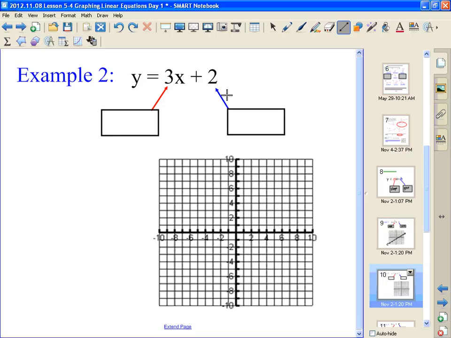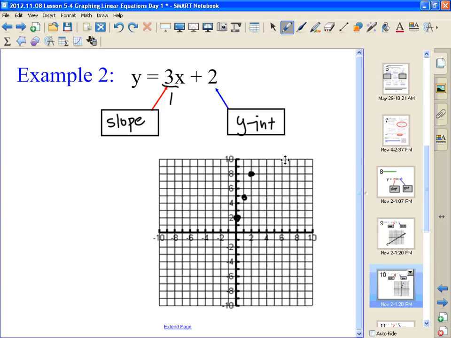Okay, so on example 2, 3 is in the place of m, which means that 3 is the slope for this equation, and 2 is in the place of b, which means that 2 is the y-intercept in this equation. So we always start on the graph where our y-intercept is. So on this one, I can see that the y-intercept is on +2, so I'm going to go there, put my dot on +2. The slope is 3, which is really like saying 3/1. So I have to change the slope into a fraction if it's not already one. So I'm going to go up 1, 2, 3/1, up 1, 2, 3/1.